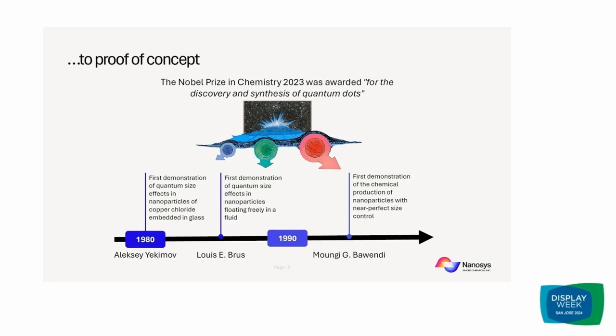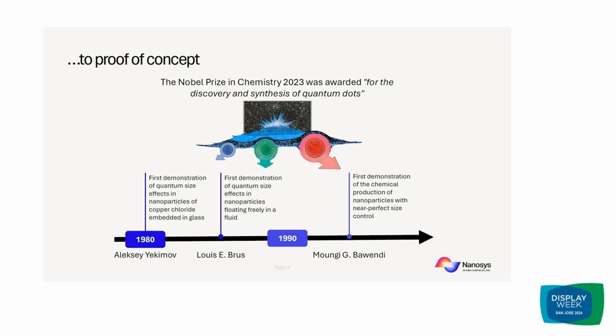So one of the first landmark discoveries was Ekimov's demonstration of quantum size effects observable in copper chloride nanoparticles embedded in glass. So these are not the types of materials that we typically think of in terms of optical emitters, but it was the very first time somebody was actually able to create one of these quantum confined materials in a laboratory setting.